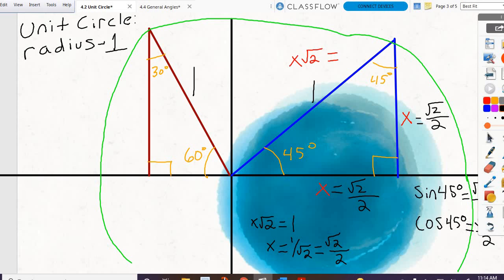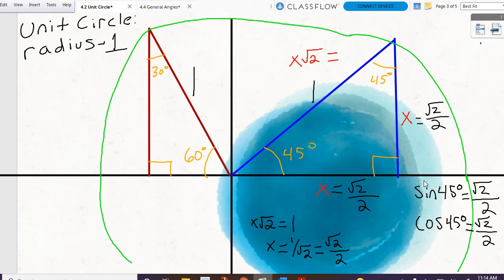And like I said, once we have those, we can just memorize them. You're not going to have to write out that triangle every single time. So we just need to kind of have those memorized. But this is where they come from. So if you ever wondered why the sine and cosine of 45 is square root of 2 over 2, it comes from our special triangles.